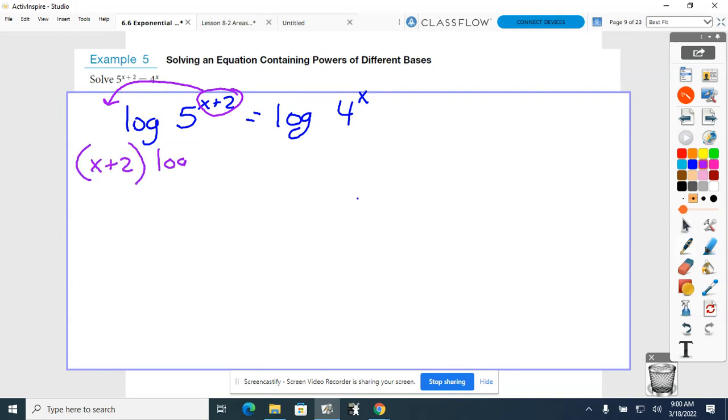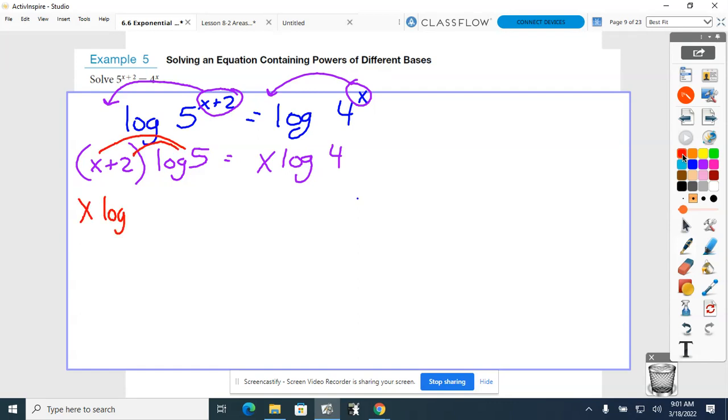So I can put that in front, and I can put that one in the front. Okay, now this is where you kind of have to train your eyes. Log of 5 and log of 4 are just numbers in your calculator. This is just a number, and this is just a number times x. So we're just going to treat it like a number and try to solve for x. So if I'm trying to solve for x, I probably should distribute this first.